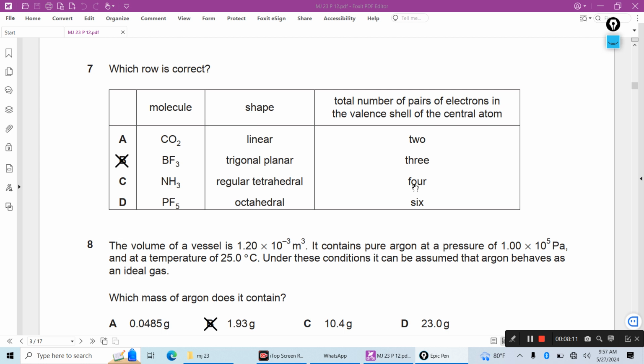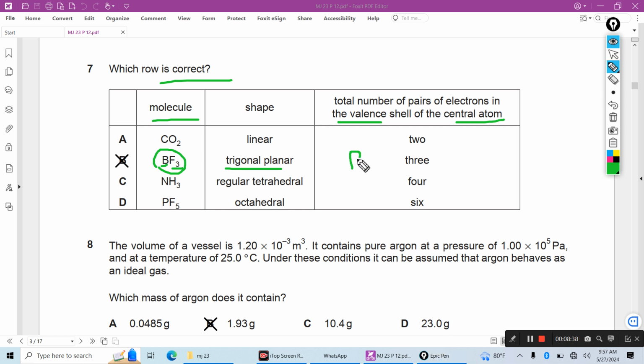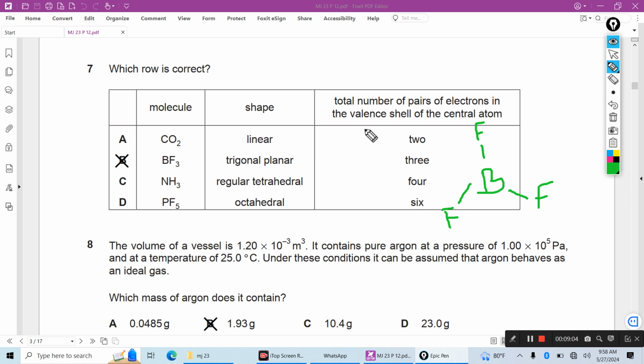Next, number 7: which row is correct? Molecule BF3, boron trifluoride. Boron is a group 3 element, so 3 bond pairs, trigonal planar. The question asks for the total number of pairs of electrons in the valence shell of the central atom. Here the central atom is boron, a group 3 element. So the number of pairs of electrons in the valence shell will be 3: 1 pair, 2 pair, 3 pair. So the shape will be trigonal planar.